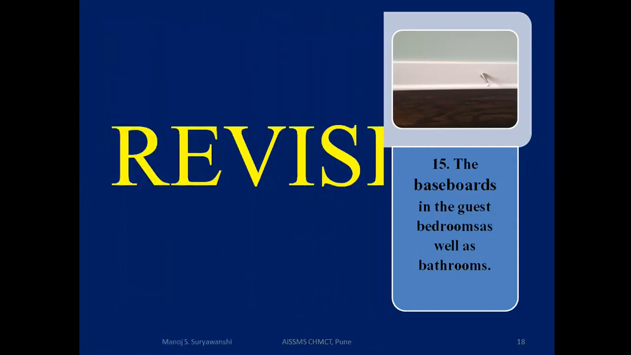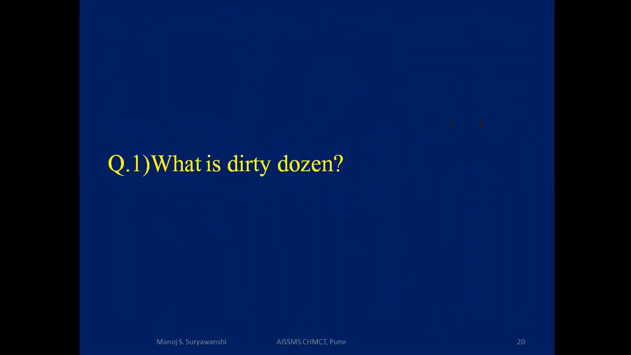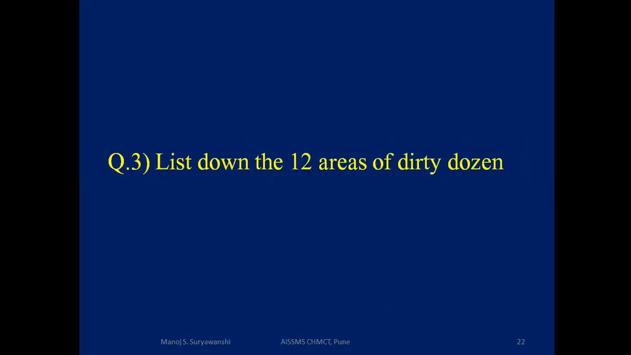Now we are moving towards the revision of this content. The first question for this content is, what is dirty dozen? I believe that you already got the answer for this question. Second question is, what is quick 6 inspection? We have also covered this quick 6 inspection, which also plays a very important role. And the last question is, list down the 12 areas of dirty dozen. Just now we have covered all 12 hidden areas where dust may accumulate.